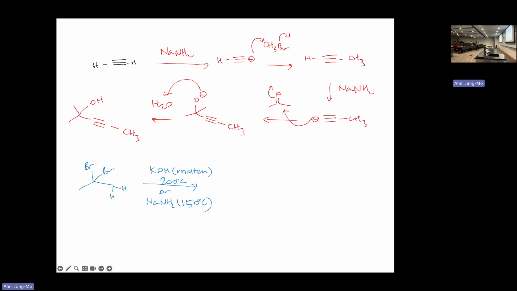So that's why you've got to use a strong base like molten KOH or sodium amide, and it has to be heated to high temperatures. That way, with double eliminations, you can create triple bonds. So those are the two different ways of making triple bond containing organic molecules.